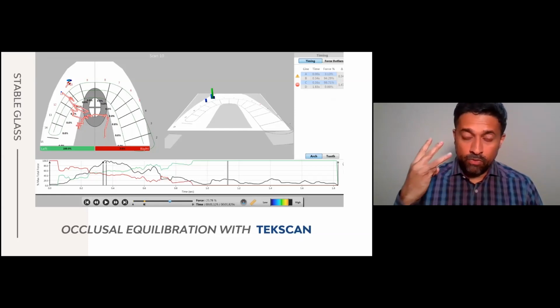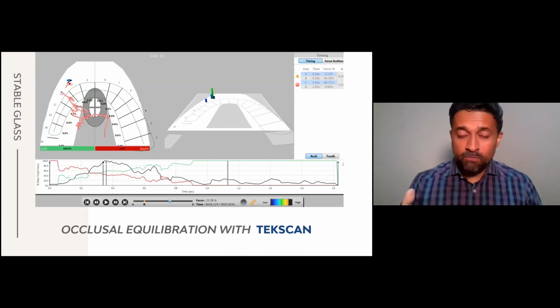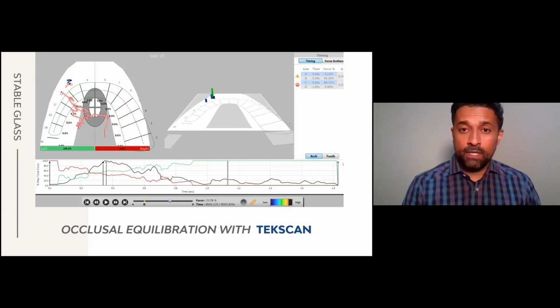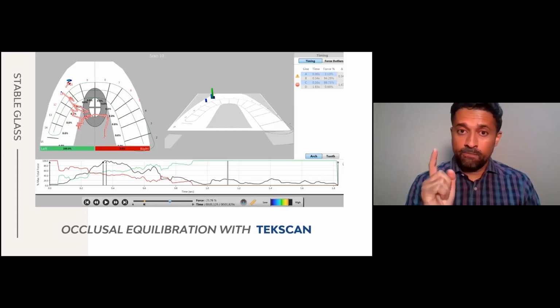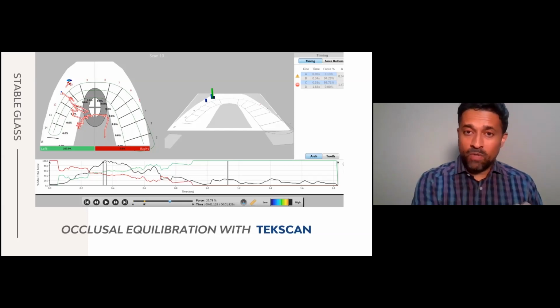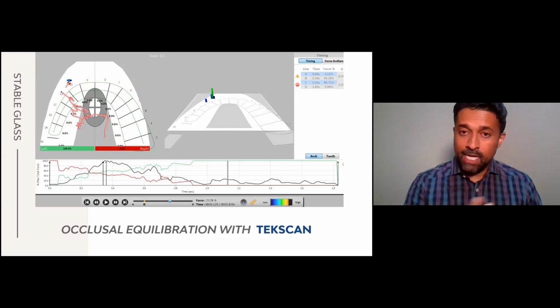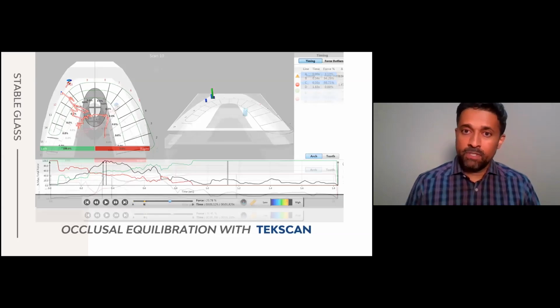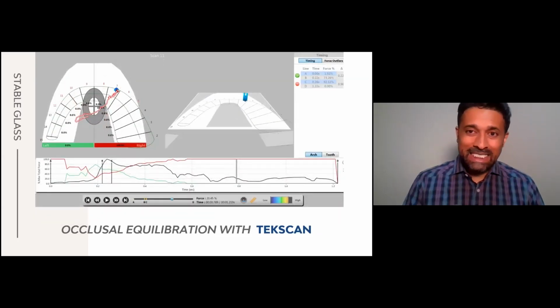I like to do three: the excursive ones, left and right, actually a protrusive one too, and then her centric bite to make sure the forces are balanced. This is her left excursion off of the tooth, and you can see that with her grinding to her left, she's only contacting on the canine. Great, no posterior interferences.